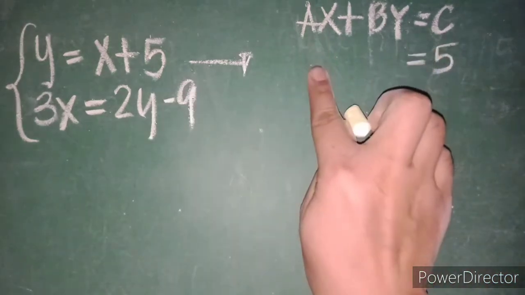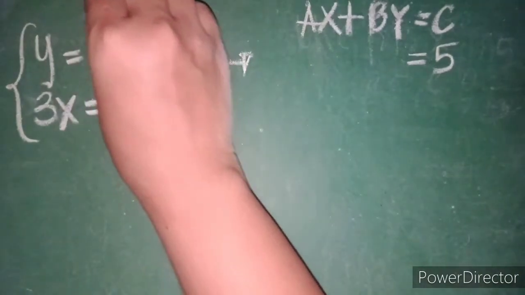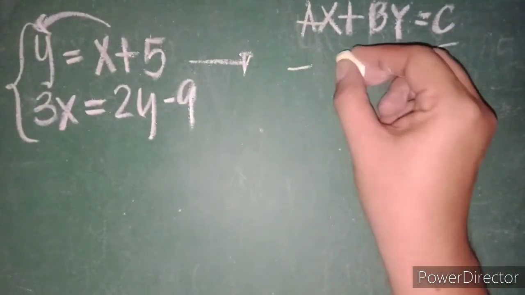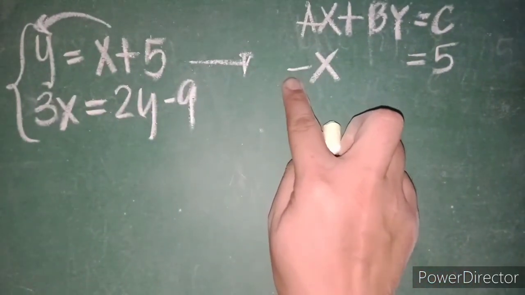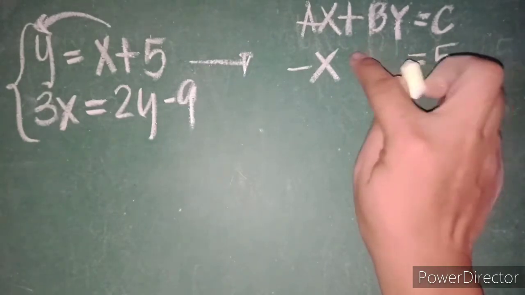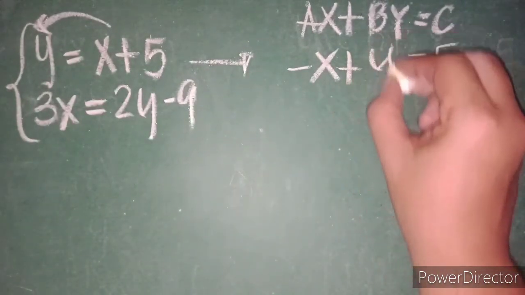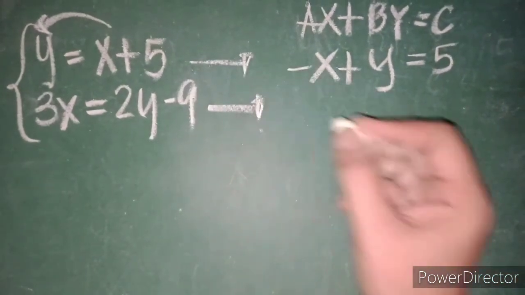Okay, and then, kailangan ang variable na x, which is nasa right side, ililipat natin sa left side. So, pag naglipat tayo, magbabago ang sign. So, magiging negative x. And then, yung may variable na y natin is nasa left side. So, i-rewrite na lang natin. So, negative x plus y equals 5.